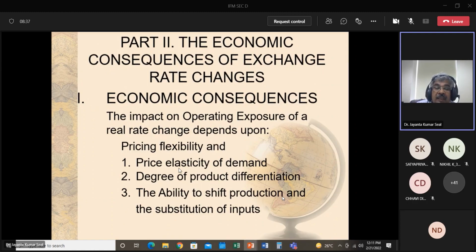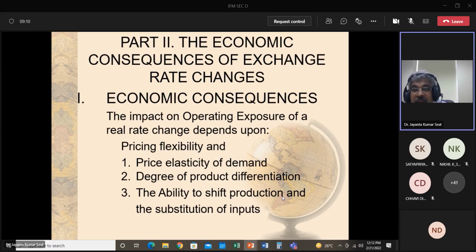Another thing is price elasticity of demand. Price flexibility depends upon the price elasticity of the demand. Consider a case where the crude oil prices go up. In India, the demand is price inelastic, so people will buy crude oil, and there is no need to change the price, even if the exchange rate goes up. Forget about the change in the price of the crude; I am talking about the change in the exchange rate.